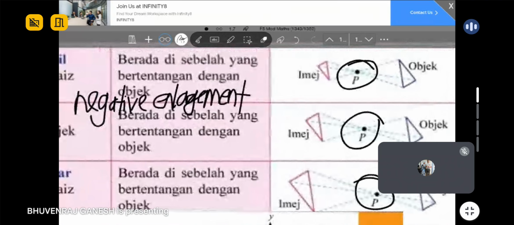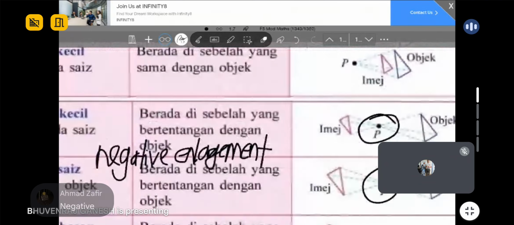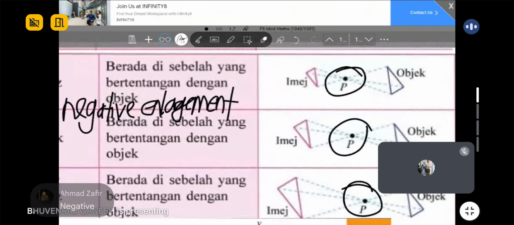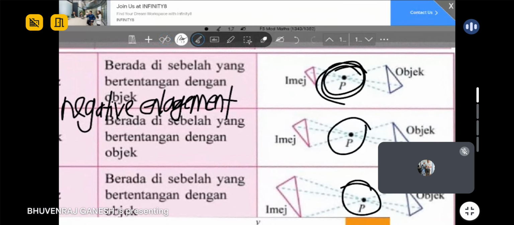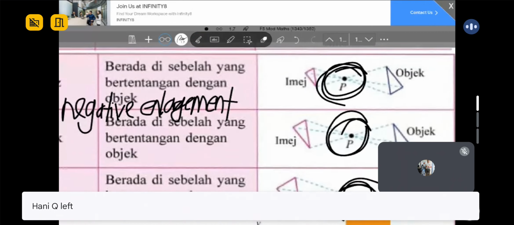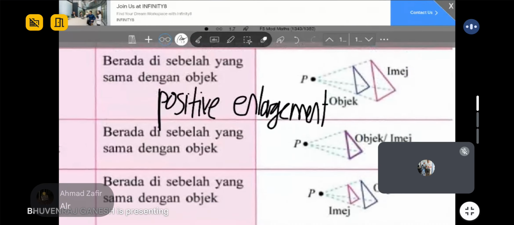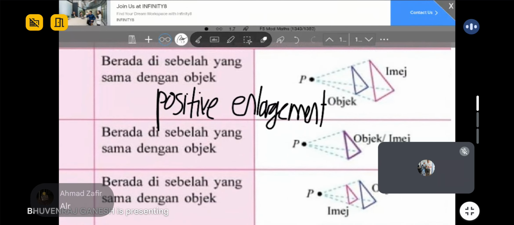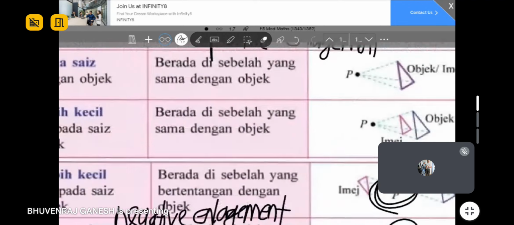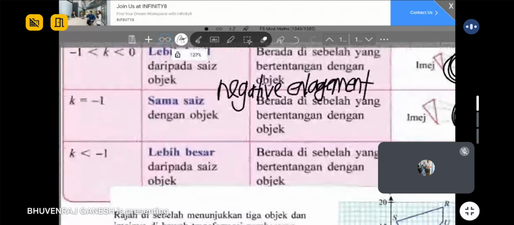Untuk yang negatif ke? Oh, okay. So, macam mana tahu negatif? Kamu lihat kat mana pusat dia. Kalau pusat kat tengah-tengah antara objek dan image, dia adalah pembesaran negatif. Itu konsep dia. Okay? So, itu cara kamu identify. Kalau positif, pusat dia kat hujung kiri atau hujung kanan. Mana-mana satu. Okay guys? Clear on it?